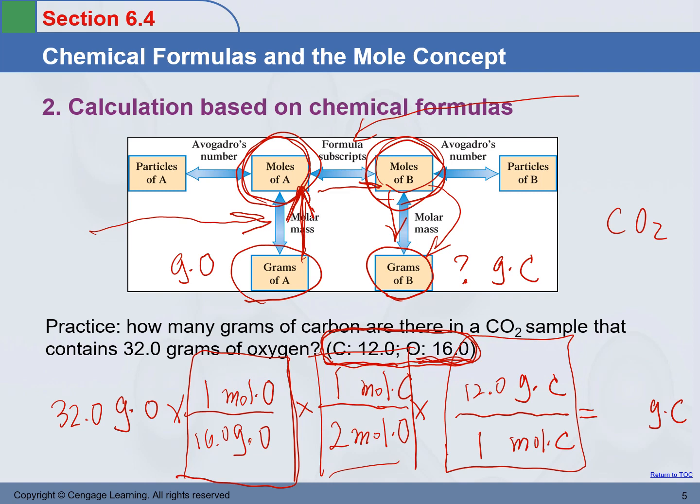All right, let's do the calculation. You punch in 32.0, you multiply it by 1, multiply it by 1, multiply it by 12.0, then you divide it by 16.0, divided by 2, divided by 1. You keep multiplying all the numbers on the top, keep dividing all the numbers at the bottom. After that, you're going to get 12.0 grams of carbon, 3 significant figures.